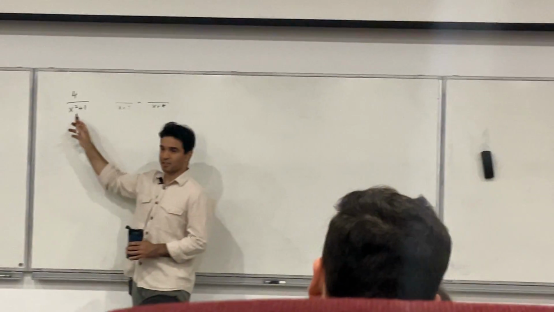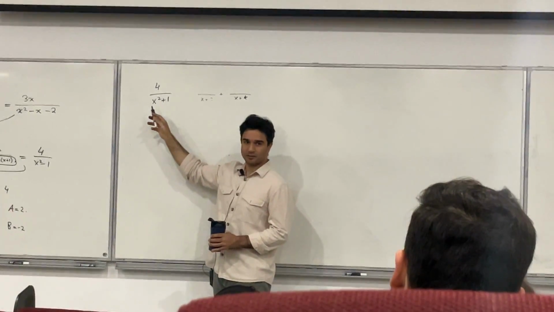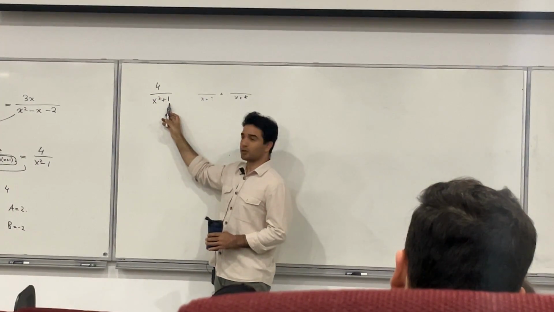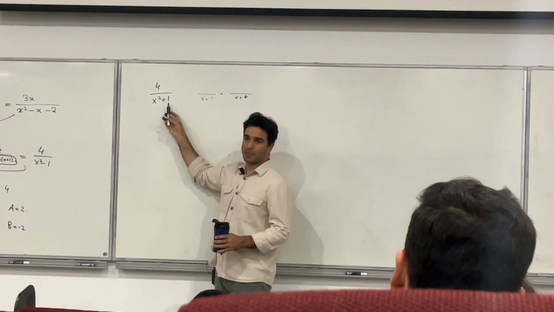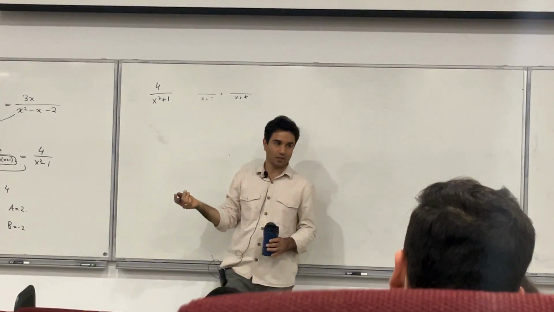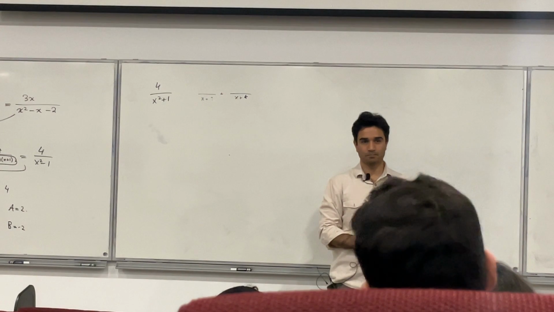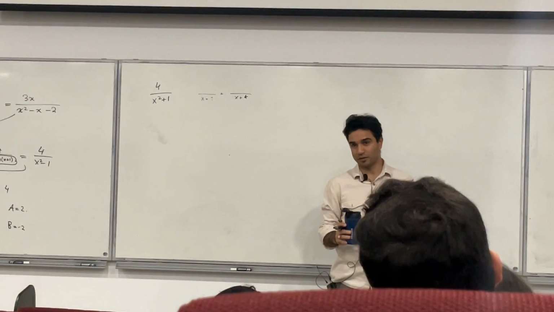Remember, quadratic things have discriminants, right? B squared minus 4ac. That number here is 0 squared minus 4. So that's minus 4. So it's negative. That means its roots are not real. Right? So you can't break down this quadratic.